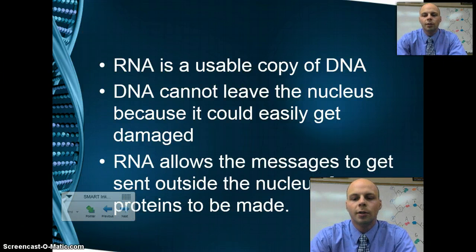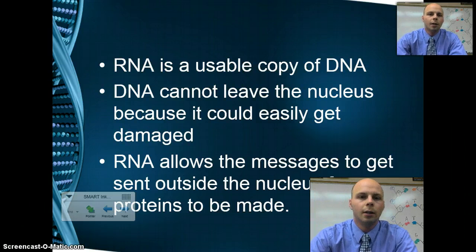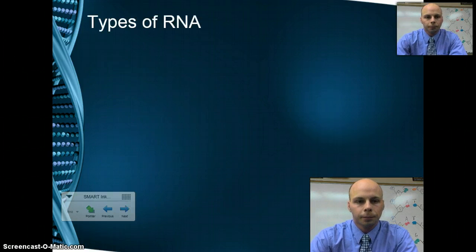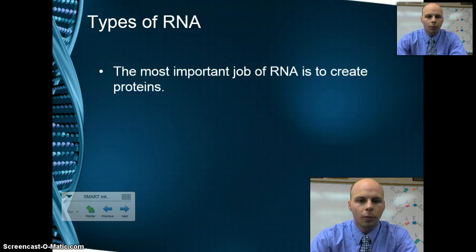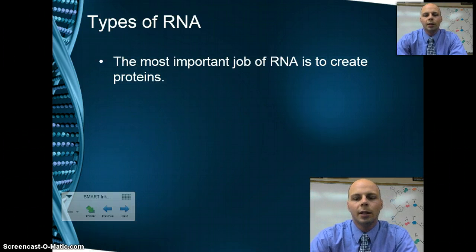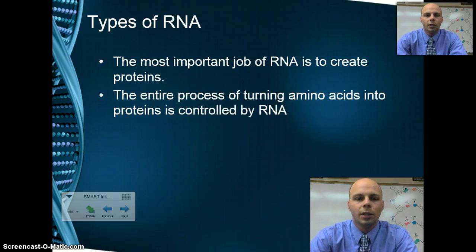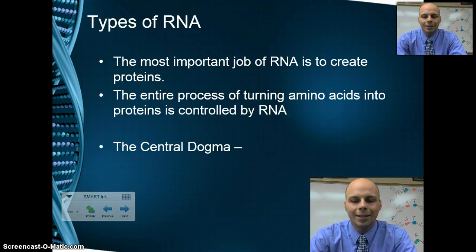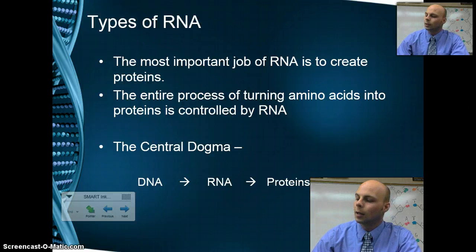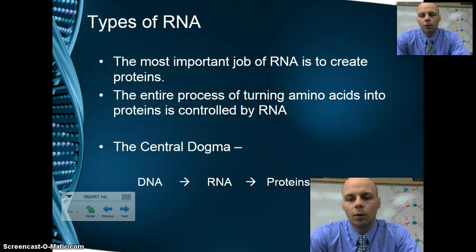And so the RNA is just used to get that message from the DNA outside the nucleus to the ribosome, which will make the protein that we need. So there are three types of RNA. The biggest thing is that its function is to create proteins. The entire process to create a protein from a DNA strand is called the central dogma. With that central dogma, what it includes is DNA getting turned into RNA, getting turned into proteins.